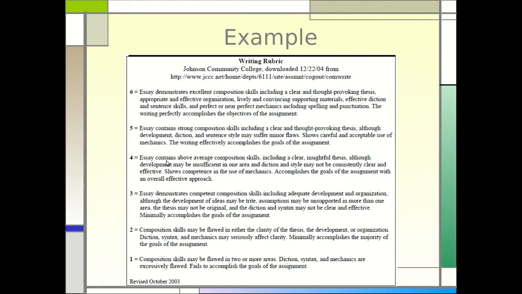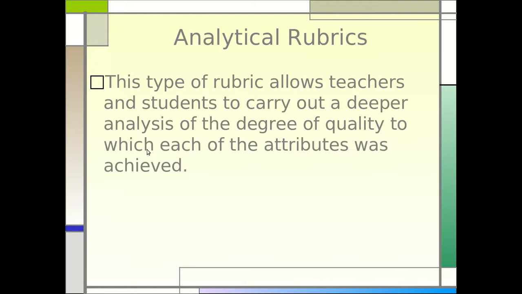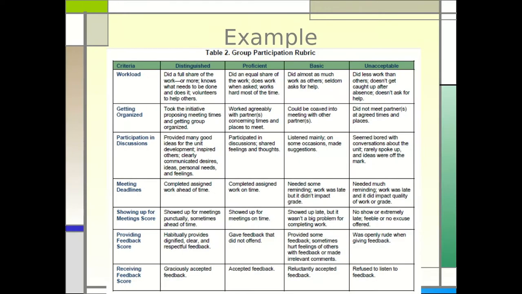If you look at the descriptions, they basically contain the same elements, but they use different words to describe the degree of performance in each of the levels. Now there are analytical rubrics. These are more common. So this type of rubric allows teachers and students to carry out a deeper analysis of the degree of quality to which each of the attributes was achieved.